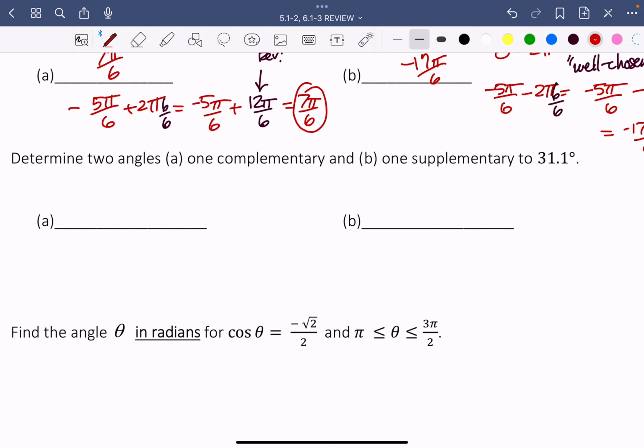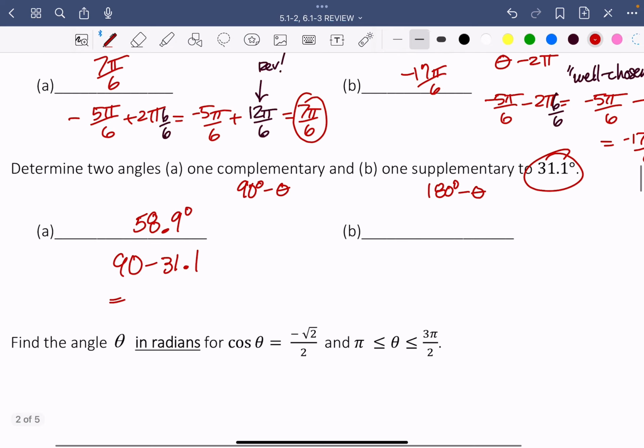So to determine two angles, one complementary and one supplementary, well, if we're thinking about complementary, we're thinking about 90 minus. If we're thinking about supplementary, we're thinking about 180 minus. So if I take 90 minus my 31.1, then I'm just going to add up. So if I add 0.9, I get 32, 8, I get 40, and then 50 would get me to 90. So this is going to be 58.9.